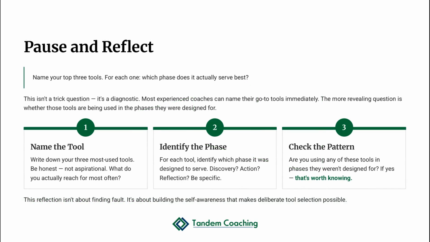After this video, there's an activity on the lesson page. Name your top 3 tools, the ones you use most, and tag each to the phase it actually serves best. What I want you to notice in that exercise is whether you've been deploying any of them outside their best phase, not as a judgment on your coaching, as information about your patterns. Sometimes the familiarity trap is invisible until you put it on paper. That list makes the pattern visible.